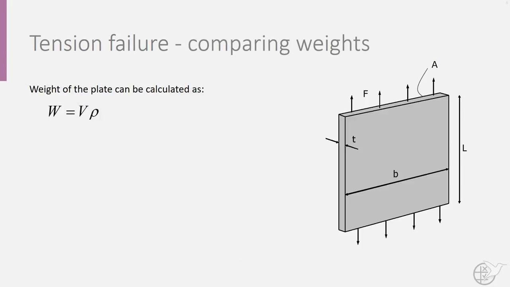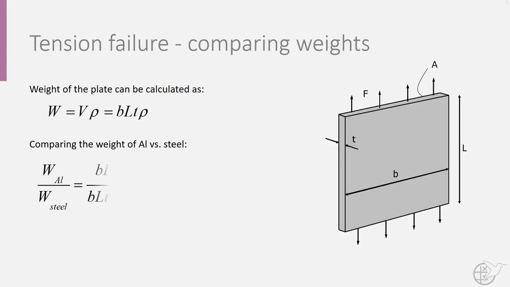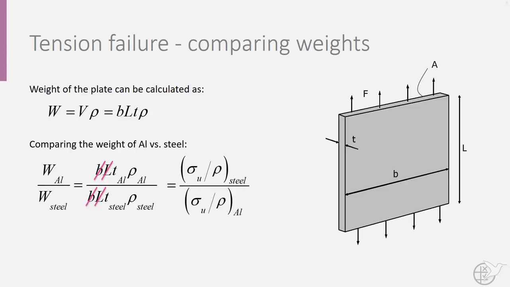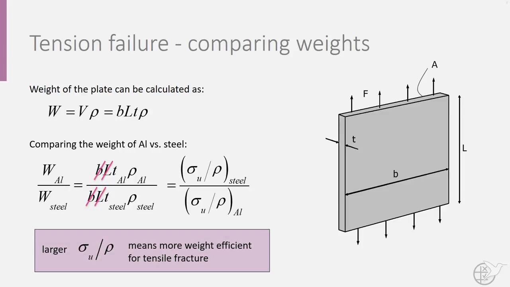So let's compare these weights. Weight is simply volume multiplied by density. So for our flat plate, weight would be equal to the width times the length times the thickness times the density. If we compare the weight of the aluminum to the weight of the steel, we would get the following expression. Substituting in the expression for thickness derived from our characteristic equation, we see that the comparison of weight reduces to a comparison of the ultimate strength of the material divided by the density of the material. We have now derived a material selection criterion that we can use to rank the efficiency of different materials in terms of our characteristic equation for tensile fracture and our constraint of weight.